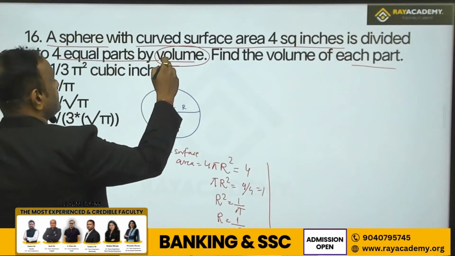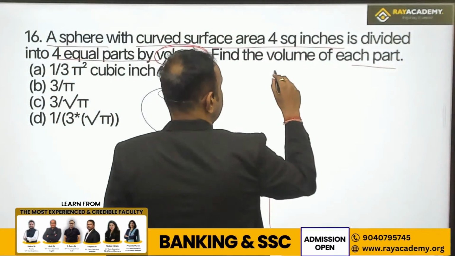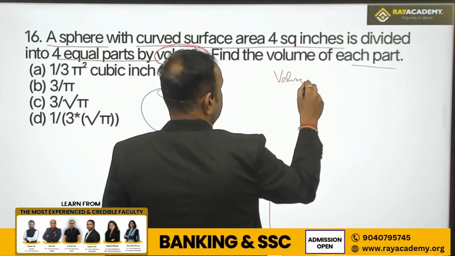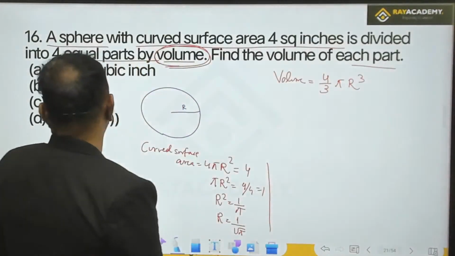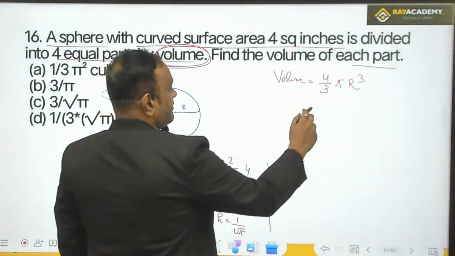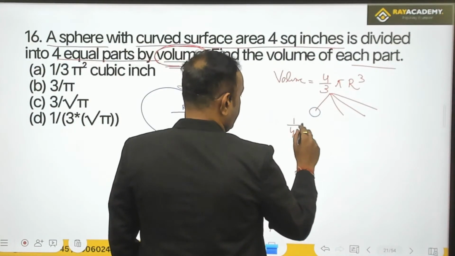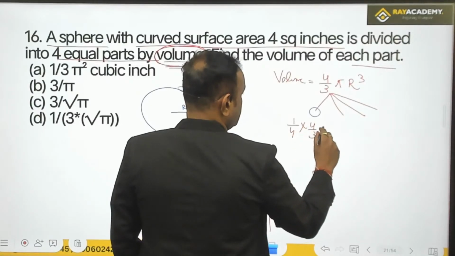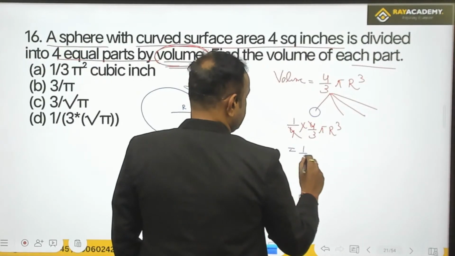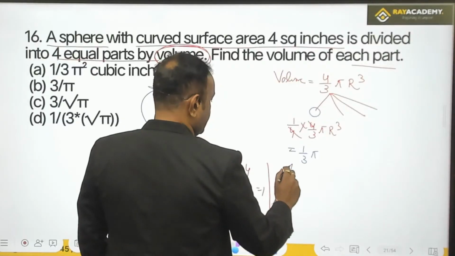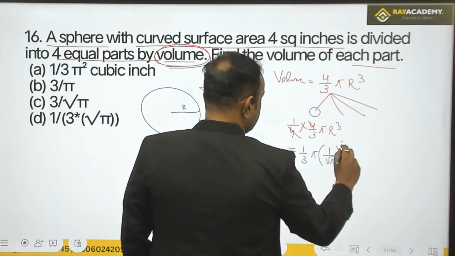4 equal parts by volume, not by surface area. So first you need to find out the volume of the original sphere. Volume is 4 by 3 pi r cube. Then it is divided into 4 equal parts. So each part's volume will be 1 by 4 of the total volume, that is 4 by 3 pi r cube. So this 4 gets cancelled. So this is 1 by 3 pi. But what is the value of r? You can put it here. r is 1 by square root of pi to the power cube.